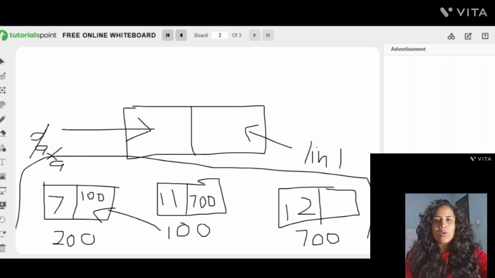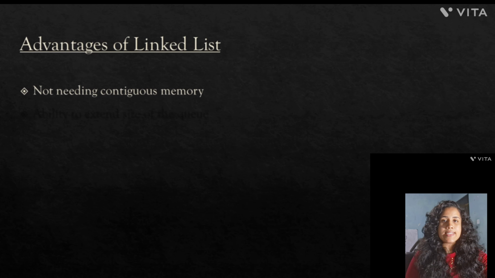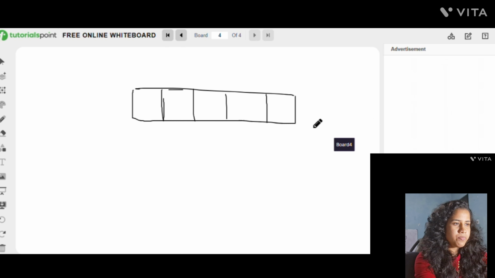So now we'll talk about what are the advantages of linked list. The main advantage of linked list is that it doesn't need contiguous memories, and it has the ability to extend the size of the queue. Unlike in arrays, we can extend the size of the queue according to the new elements we are entering. So now we'll move to the implementation of queue using linked list. First, I'll show you how to implement a queue in a diagram.